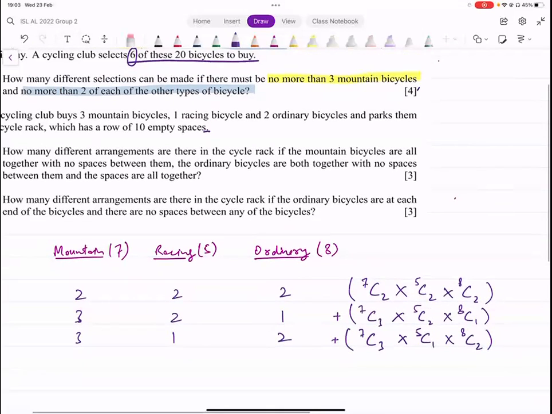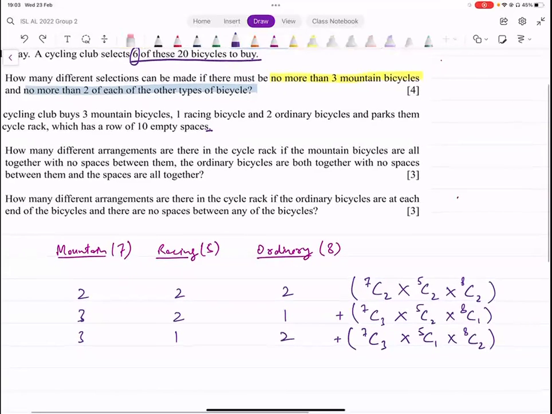ठीक है. It's a 4-mark question. Do not just write. Sorry? ऐड क्यों करेंगे? Won't we multiply them?